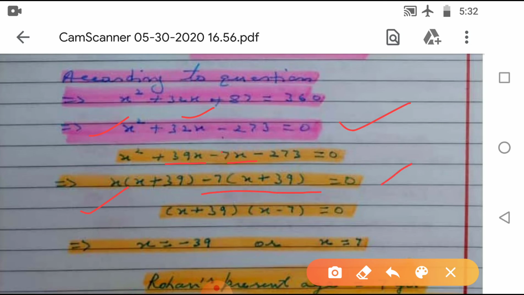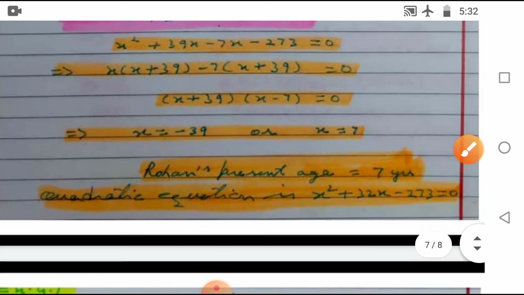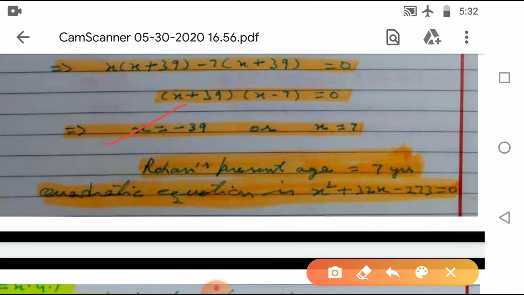So, (x + 39)(x - 7) = 0. We have two values of x in front of us: x = -39 and x = 7. This is rejected, as age cannot be negative. So, Rohan's present age is 7 years, and the quadratic equation is x² + 32x - 273 = 0.